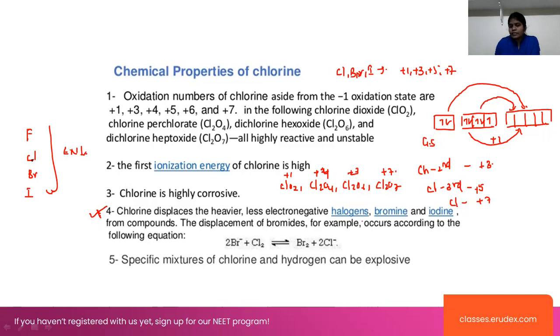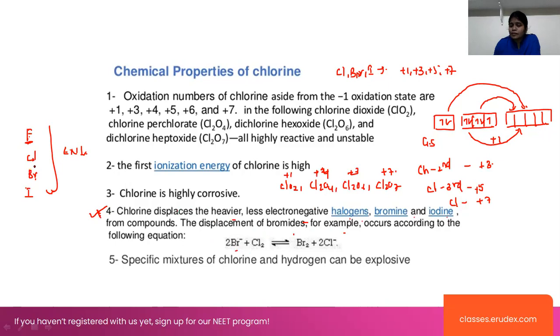Chlorine oxidizes and displaces the less electronegative element bromine, but chlorine does not displace fluorine. This is the highly electronegative element, so this point is important. Chlorine displaces the heavier, less electronegative halogens, that is bromine and iodine, from their compounds. The displacement of bromides, for example, occurs according to the following equation. Fluorine oxidizes: fluorine is the more electronegative element and chlorine is the less electronegative element. That means fluorine displaces chlorine, but chlorine does not displace fluorine.